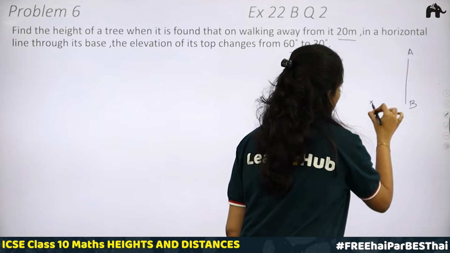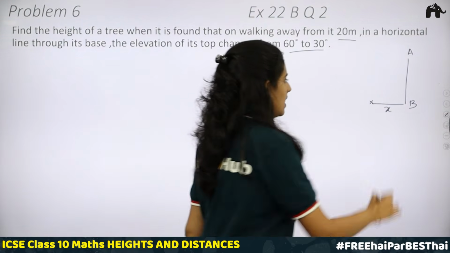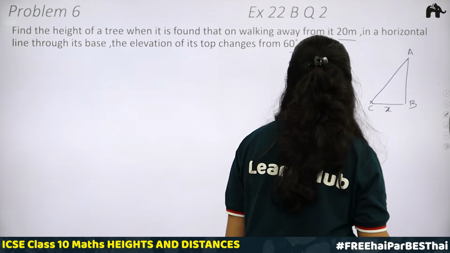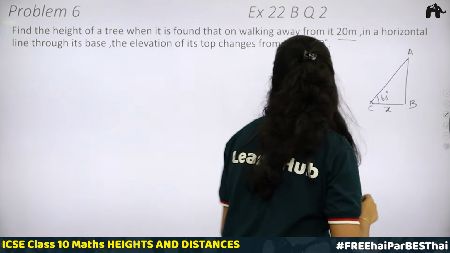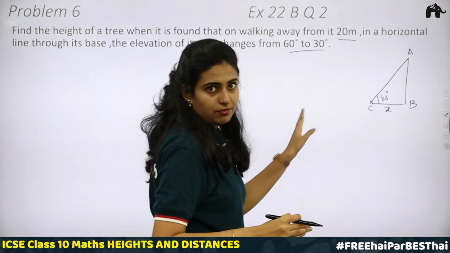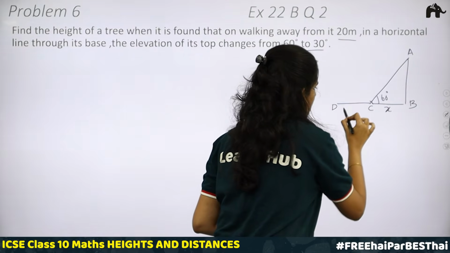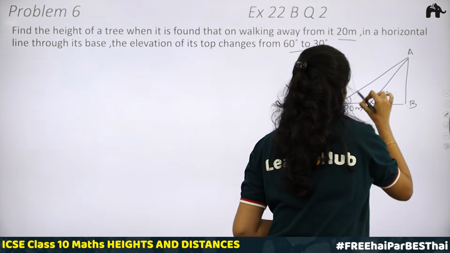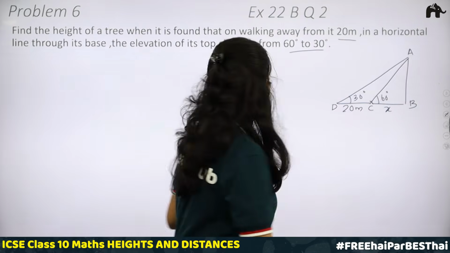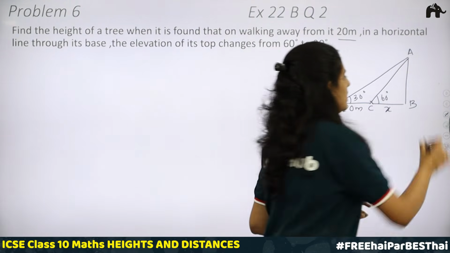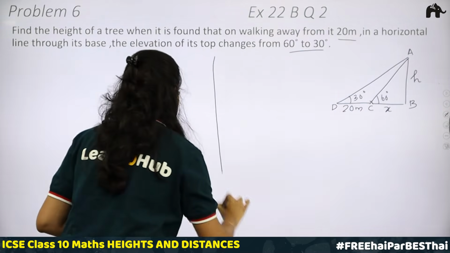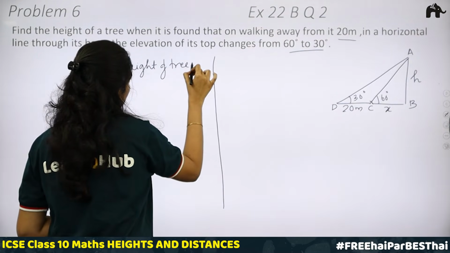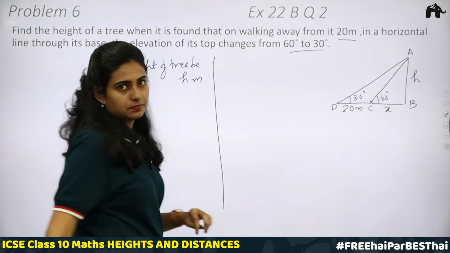Now a person is standing at some x distance. Let's consider x distance at a point C. Then the angle of elevation was equal to 60 degrees. What he did is he moved 20 meters away from there and reached a point D. So this is 20 meters. Then when he looked to the top of the tree, the angle of elevation is 30 degrees. Okay, we have to find the height of the tree. Let us take the height as h. Let the height of the tree be h meters.